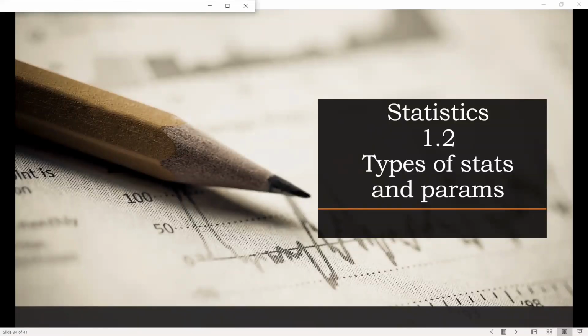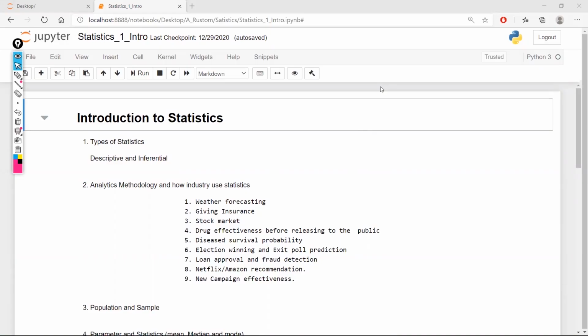Hello all. In this video, I'm going to talk about types of statistics and parameters involved in the statistics. We will understand how each type differs from one to other and how we can interpret the parameters. Types of statistics are descriptive and inferential statistics. So what is basically descriptive and inferential statistics? Let's understand one by one.